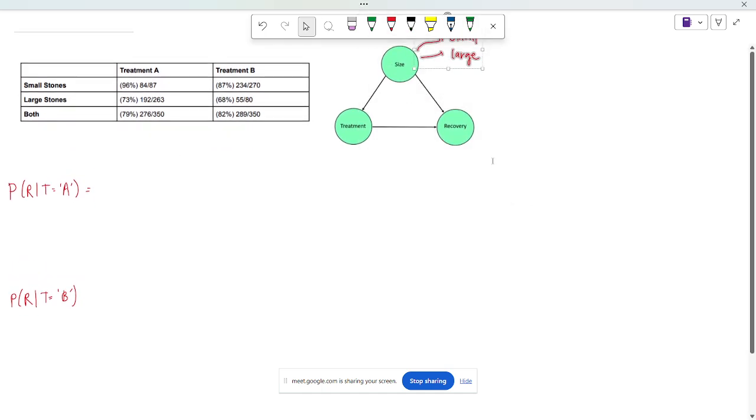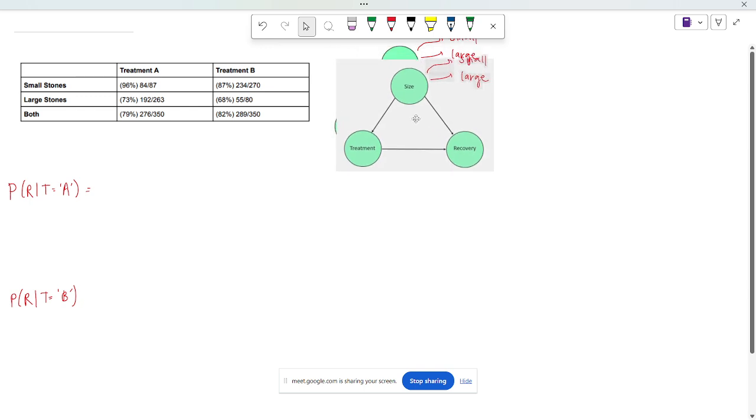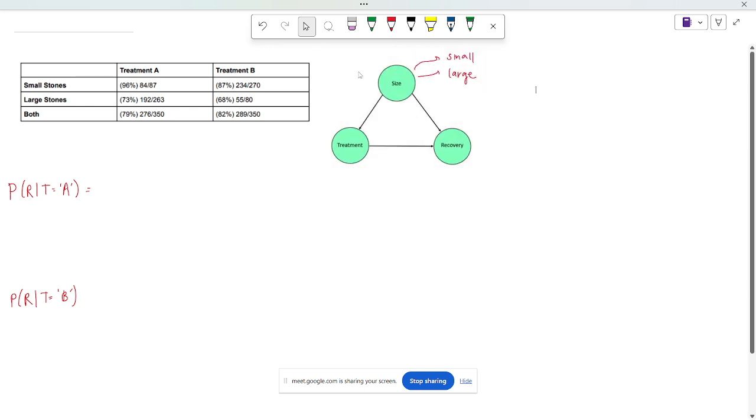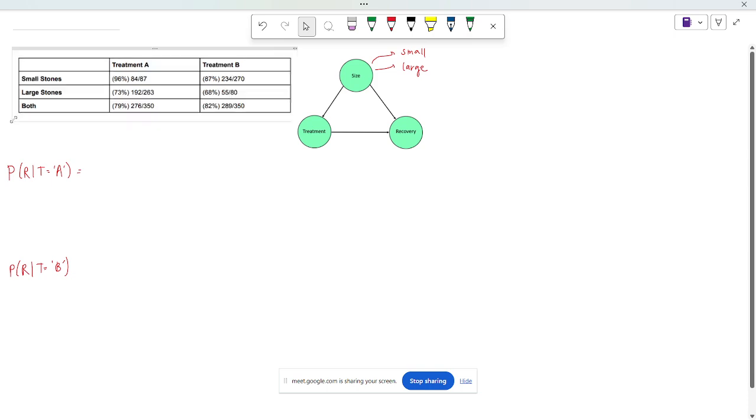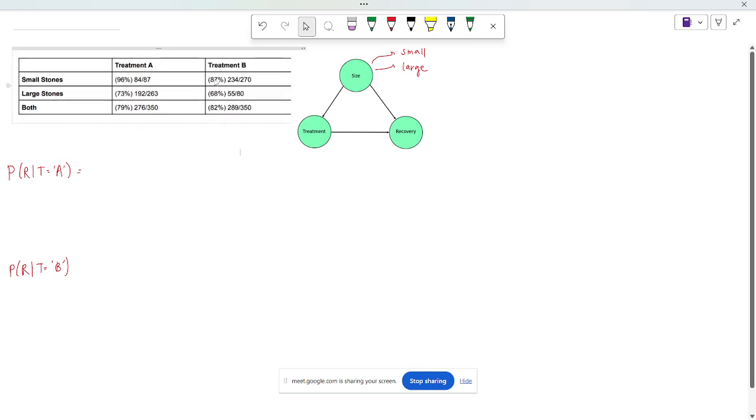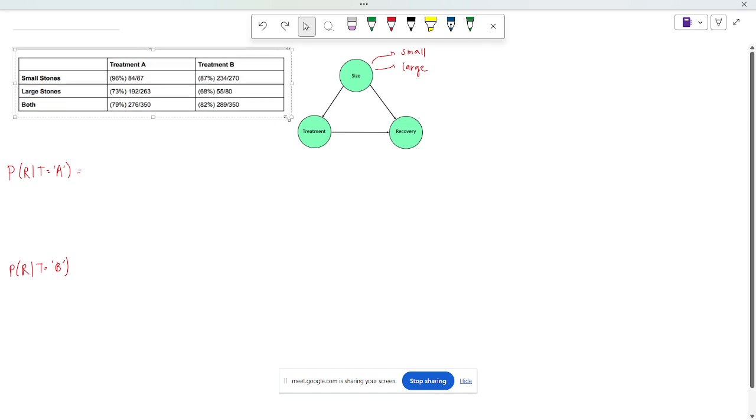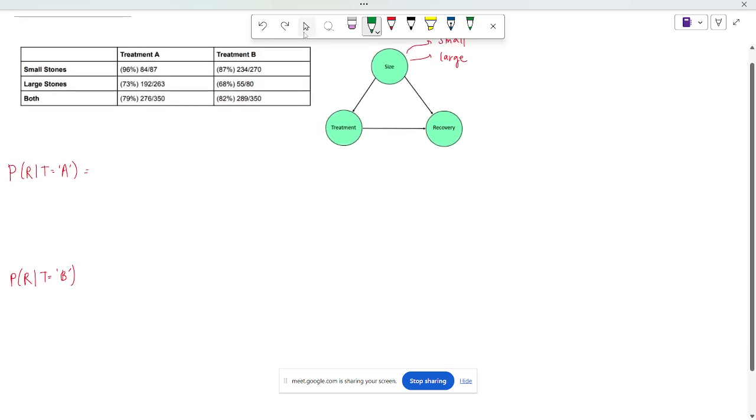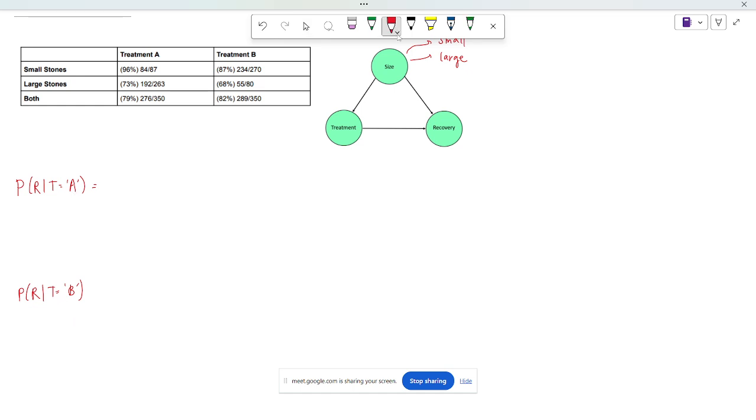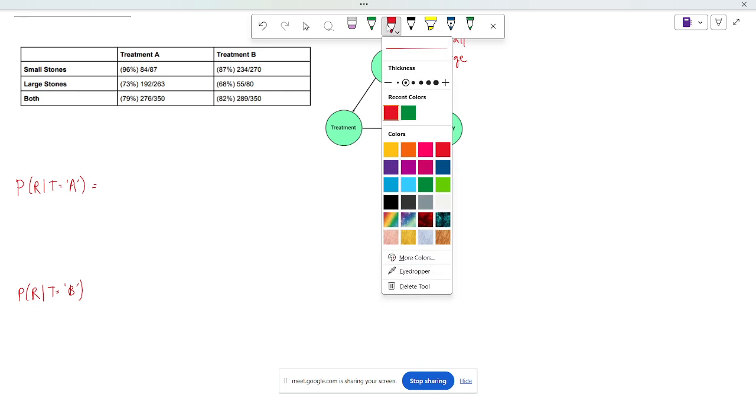When I talk about conditioning, it simply means I want to fix the possible values of my confounding variable. And we know that our confounding variable is size, and size can only have two values. A stone can either be small or it can be large. So I will control for both of those values in size and then find the rate of recovery for treatment A and the rate of recovery for treatment B individually. So let's try and do that.